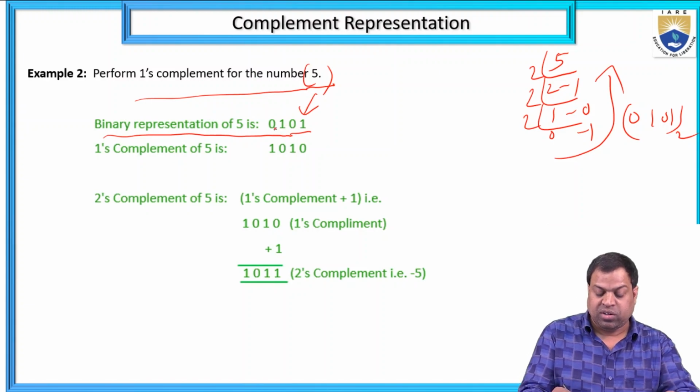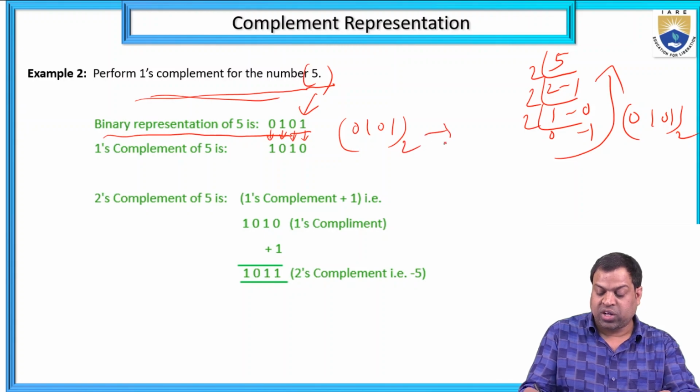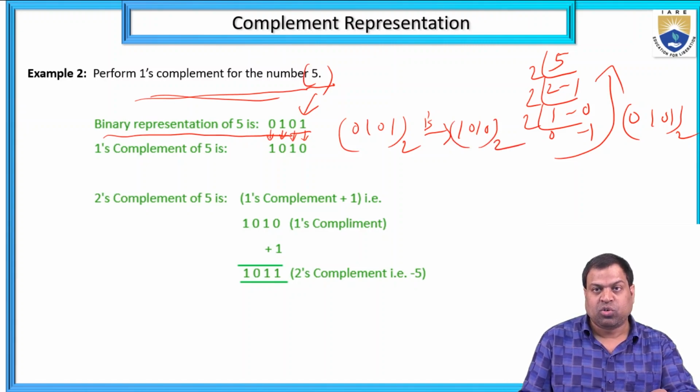Now we are performing 1's complement on this one. In place of 0 it is 1, in place of 1 it is 0, in place of 0 it is 1, in place of 1 it is 0. So what is the 1's complement of 5? 0101 is the value 5, converted to 1's complement the result is 1010 base 2. That is the 1's complement.